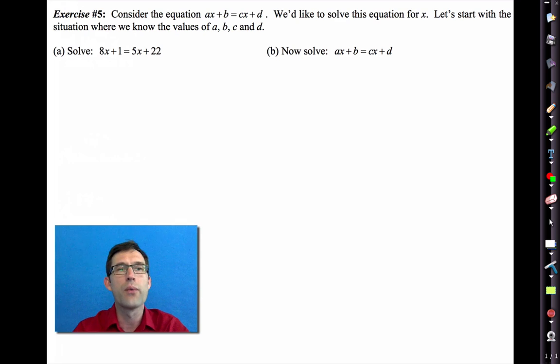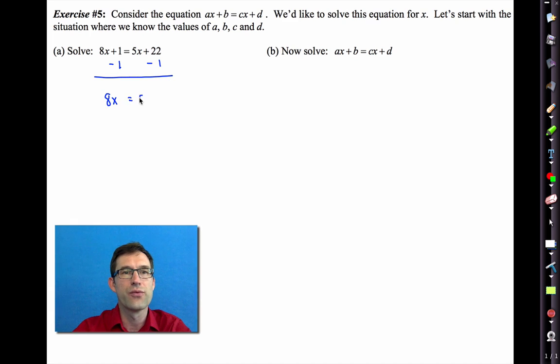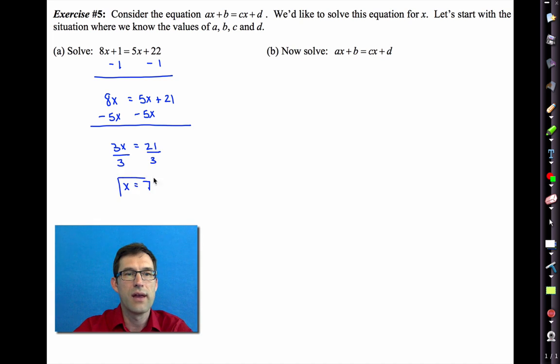But we're going to approach it the way we did in the last ones, which is we're going to take one where we know the constants, and then we're going to look at one where we don't. So we're going to solve 8x plus 1 equals 5x plus 22. The first thing that I'm going to do is use the additive property of equality to add a negative 1 to both sides. That's going to give me 8x is equal to 5x plus 21. Then I'm going to use the additive property of equality to add a negative 5x to both sides, giving me 3x is equal to 21. Then I'm going to use the multiplicative property of equality to divide both sides by 3, and I'll get x equals 7.